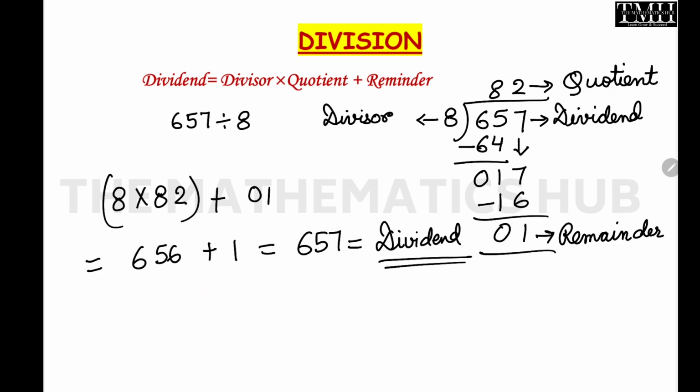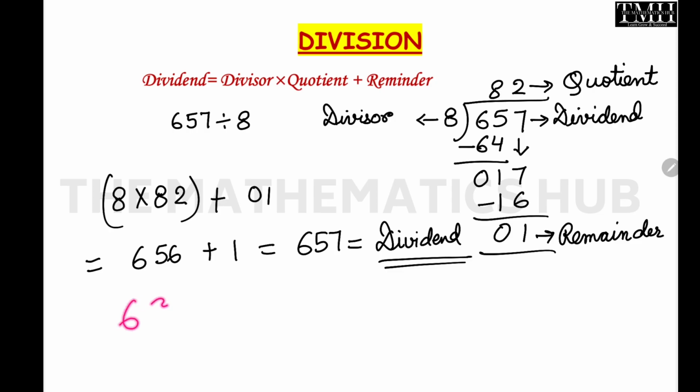Dividing a number by 10. Digits at the ones place. Suppose we take 79 divided by 10. Digits at the ones place of the dividend form the remainder, and the remaining digit will be the quotient.